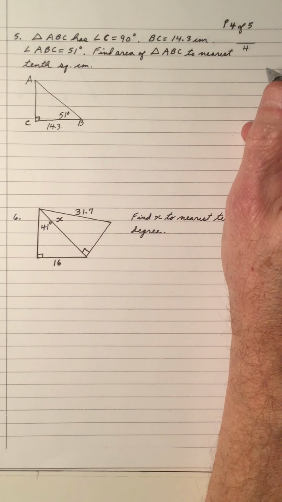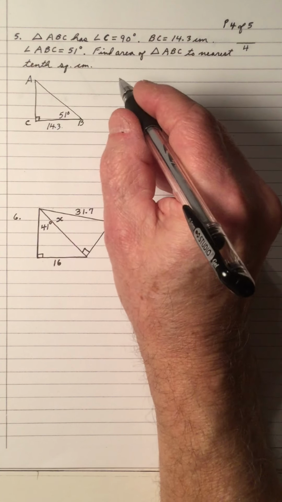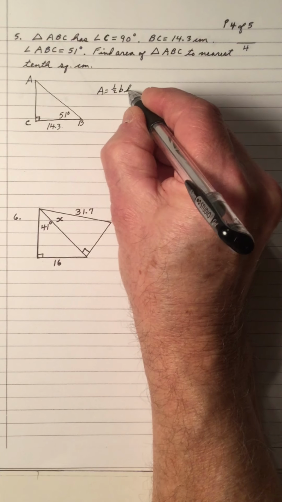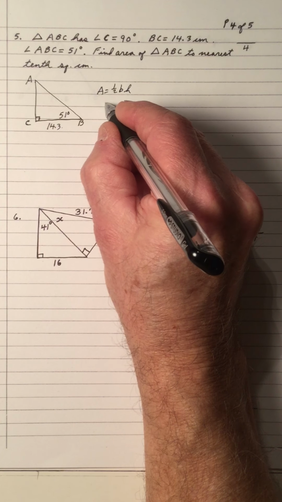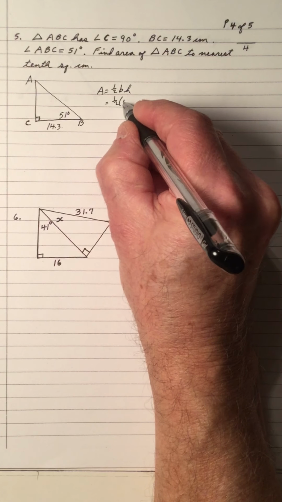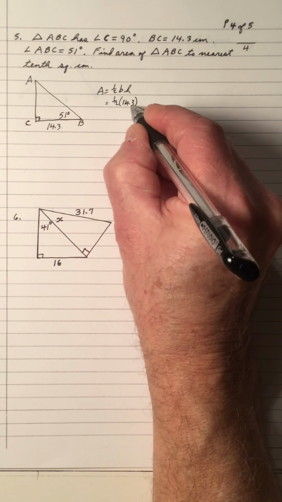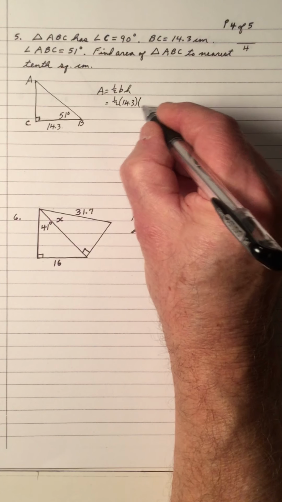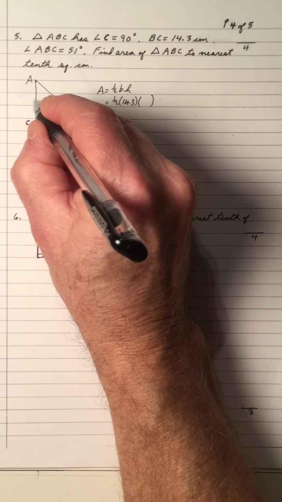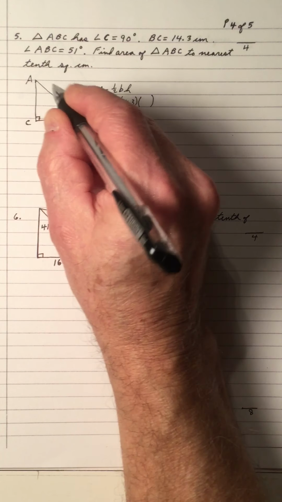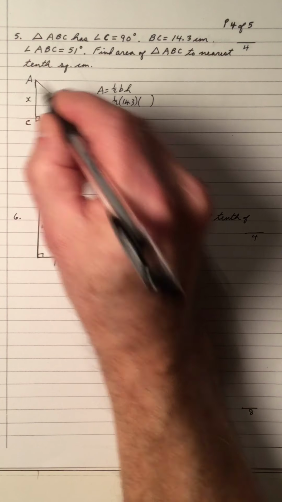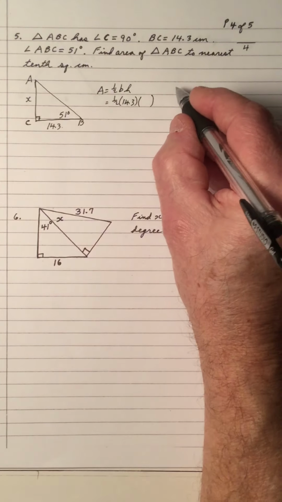We want to find the area of the triangle. So the area of the triangle is half the base times the height. So we have a half. The base is 14.3, but we don't have the height. So we leave that for a second. So how do I get the height? Well, instead of putting an H in here, because it's confused with hypotenuse, I'm going to put X for the height. AC is X.